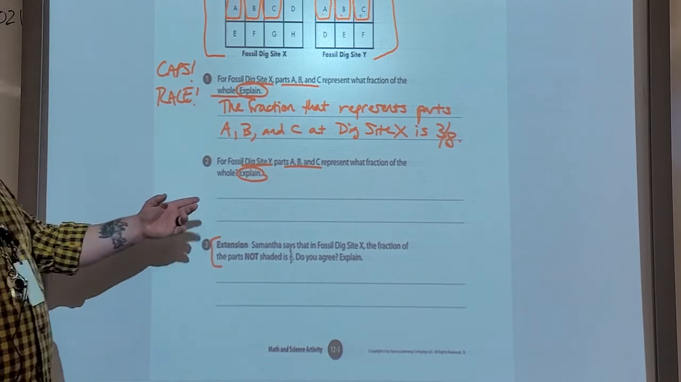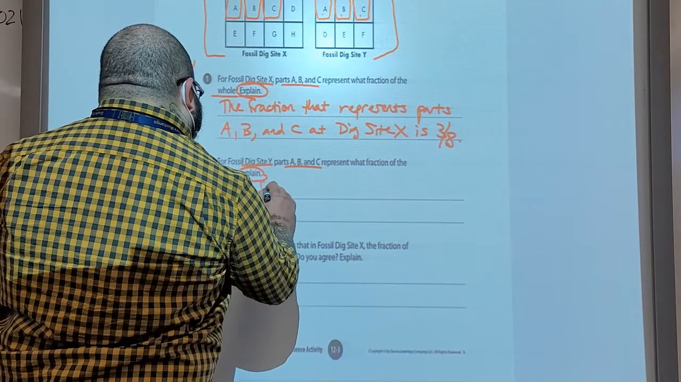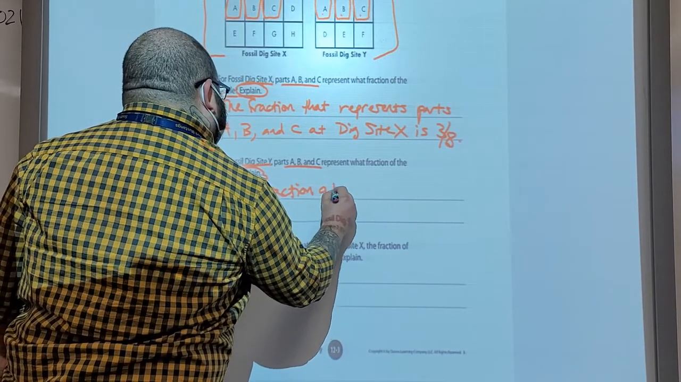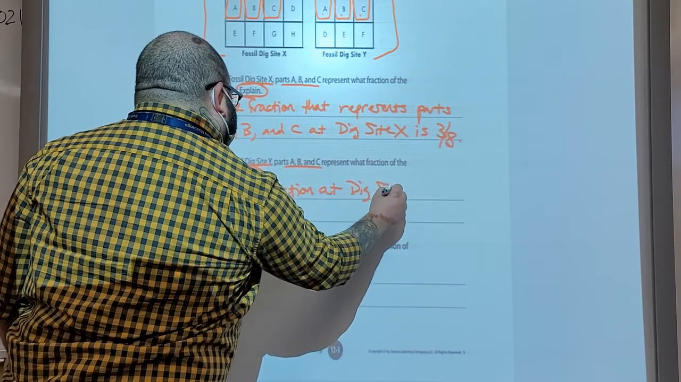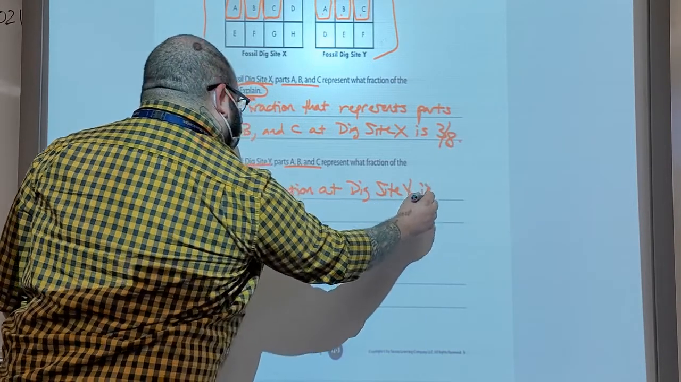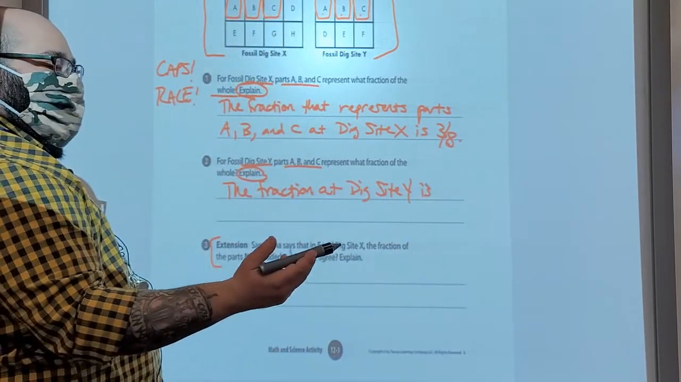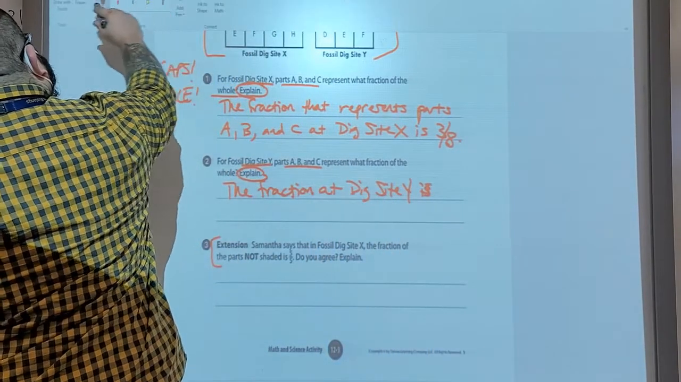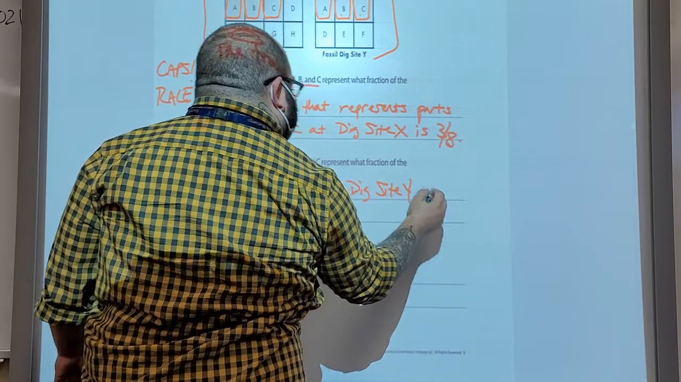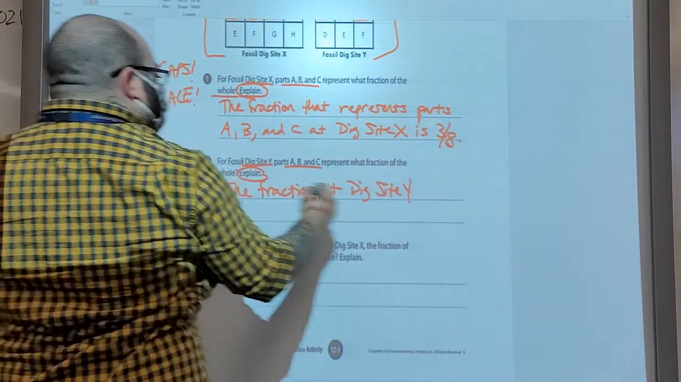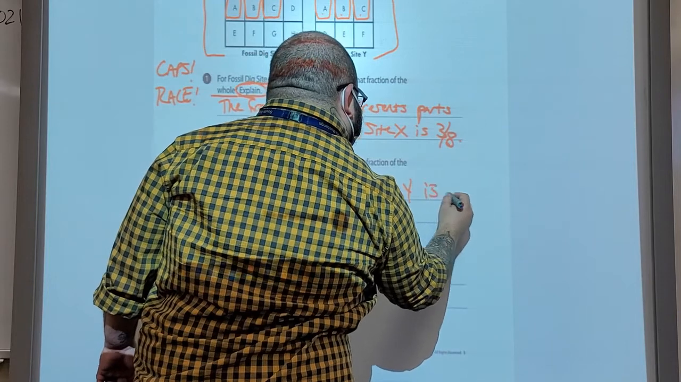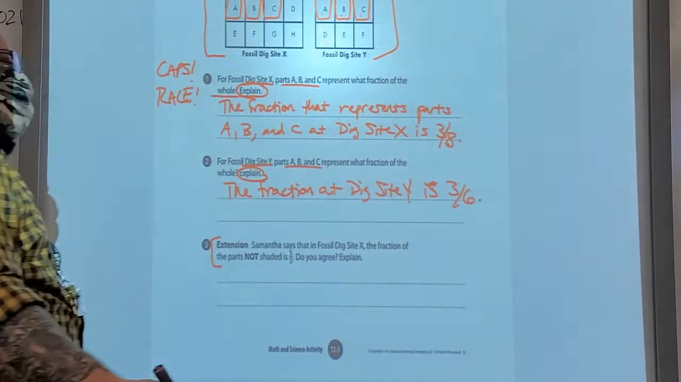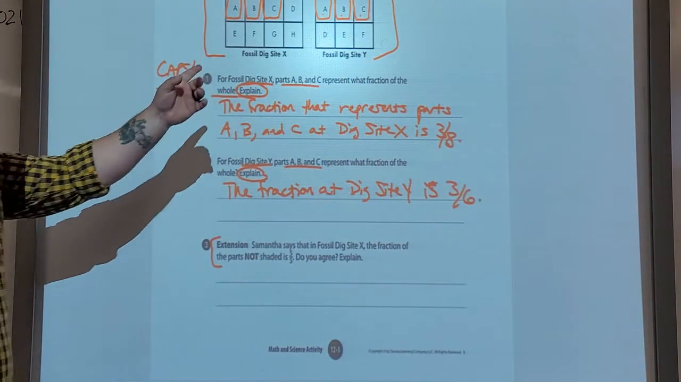Now, if you wanted to be simpler, I will accept it as long as it's a complete sentence: the fraction at dig site Y is 3/6. I wrote a 3 as an S, guys, because the 3 is on my mind. Let's fix that. 3/6. And can you guys see why it's 3/6?